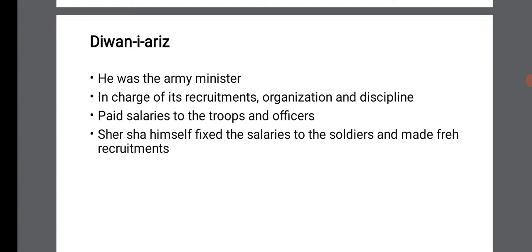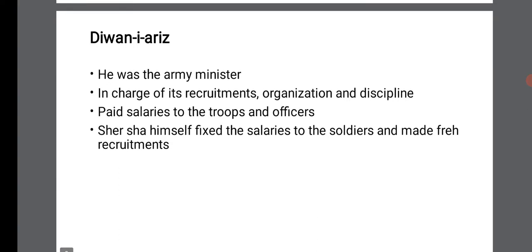But as Sher Shah was personally interested in the military department, he very often interfered with the work of the Diwan-e Aris. We are told by the chronicles of the time that he was present at the enlistment of fresh recruits and he fixed the salary of individual soldiers and looked after their welfare as well.